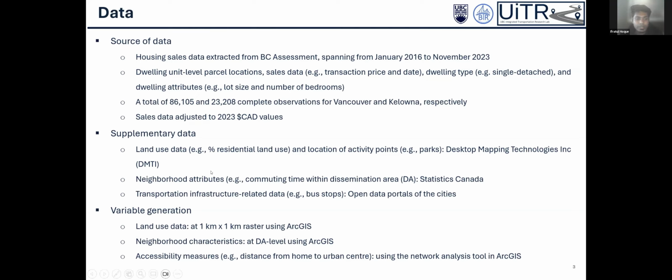And for variable generation, we have land use data created by using ArcGIS within a 1 kilometer by 1 kilometer raster, and other neighborhood characteristics and accessibility measures. All of them were developed using ArcGIS.